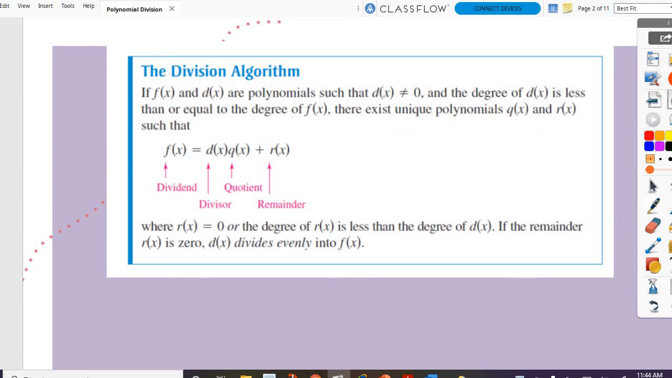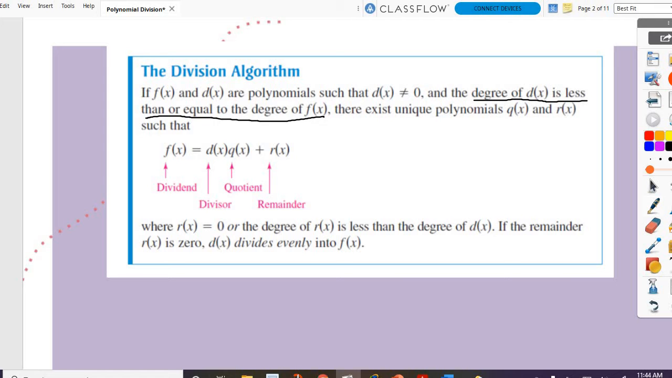So we don't need to write this down. Basically, a big thing here is that the degree of what you're dividing by has to be less than or equal to what you're dividing into. And then it reminds us, hopefully, about what our different parts are.